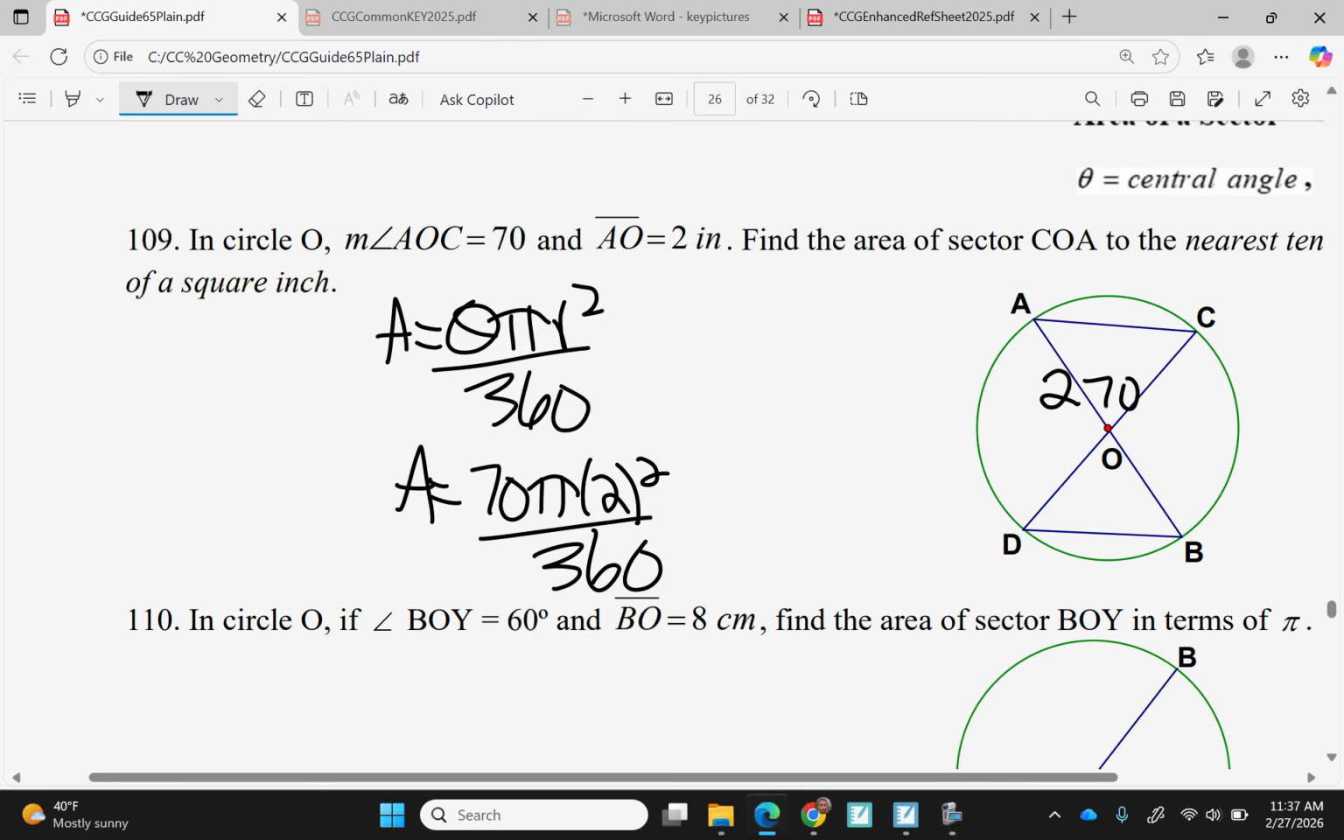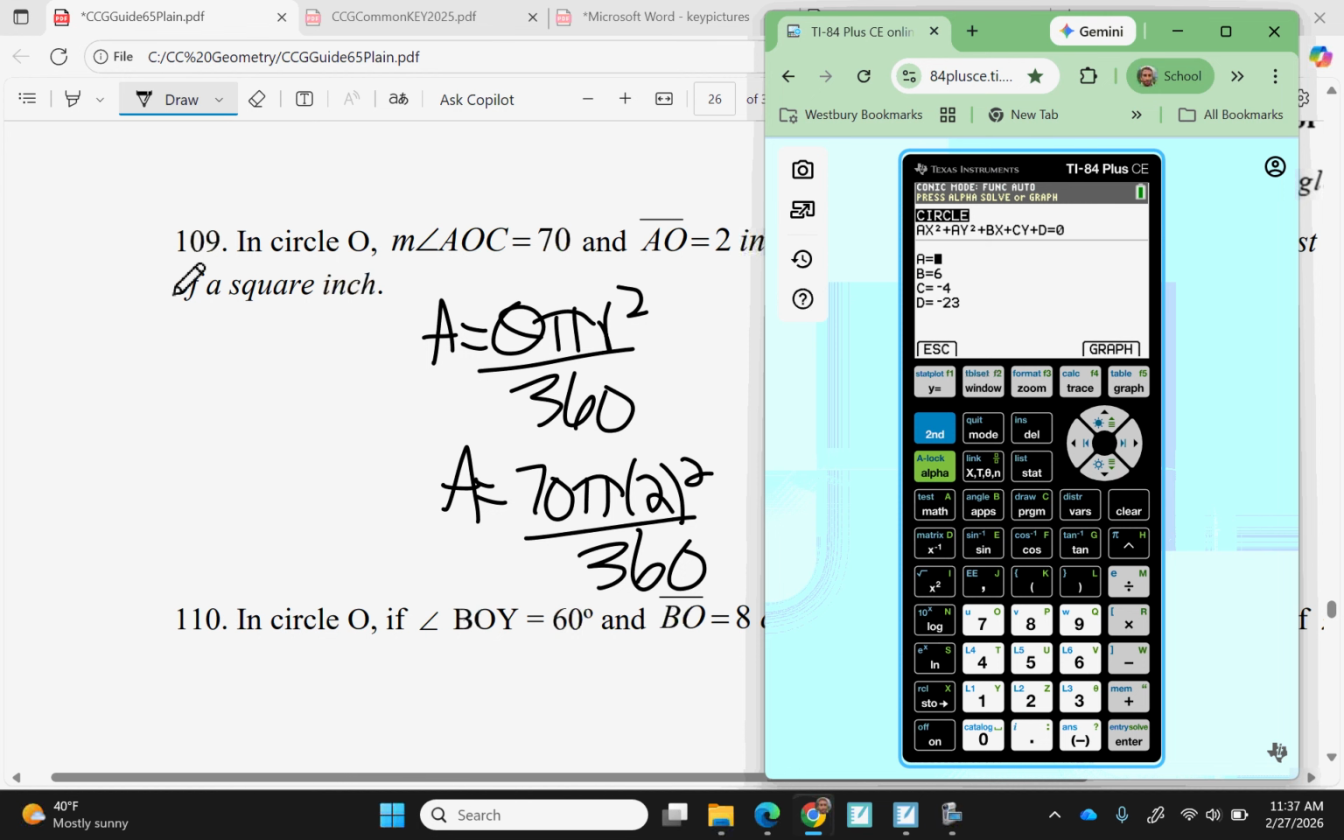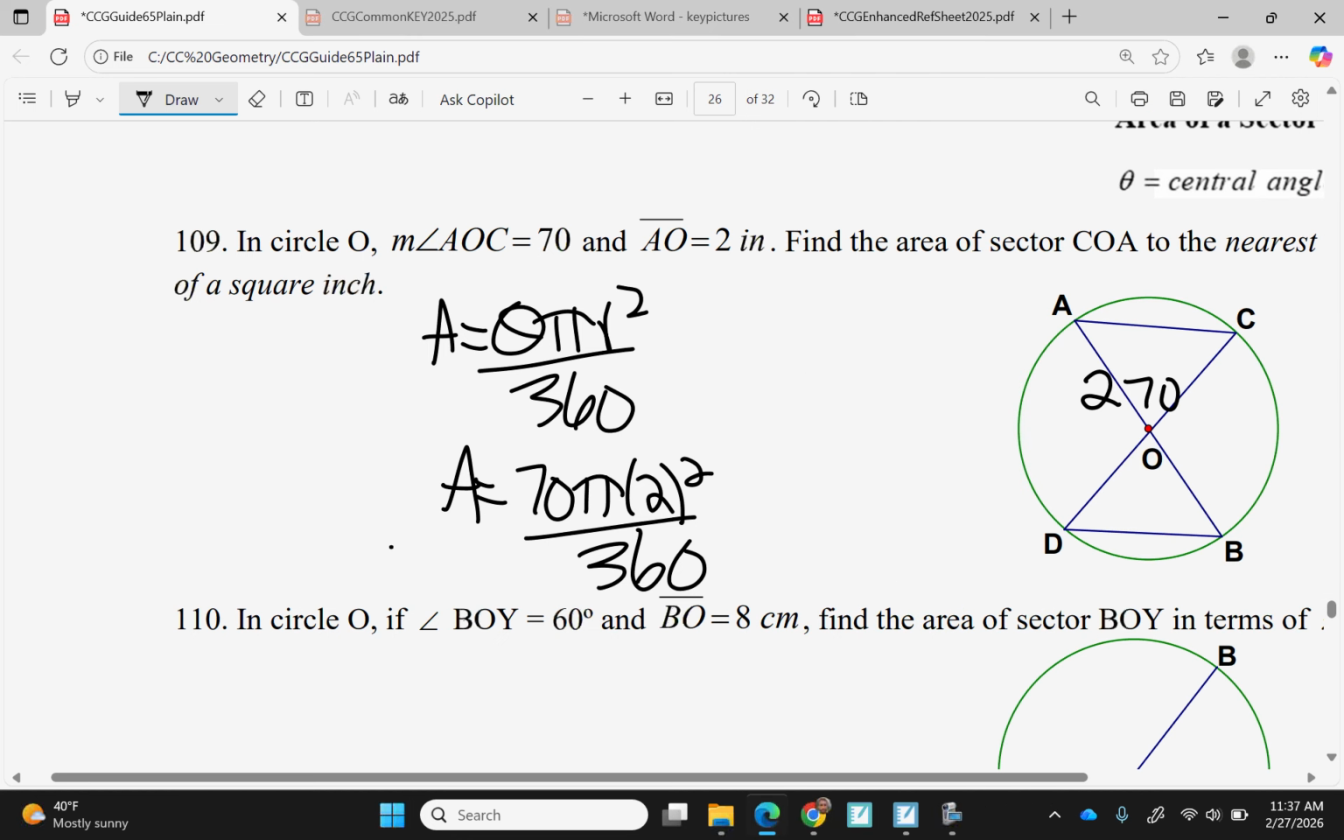Just like volume, it says to the nearest tenth, so I am going to type pi in. It could say in terms of pi. Often it does say in terms of pi, but again, we talked about that earlier. 70 pi 2 squared over 360. To the nearest tenth, 2.4.